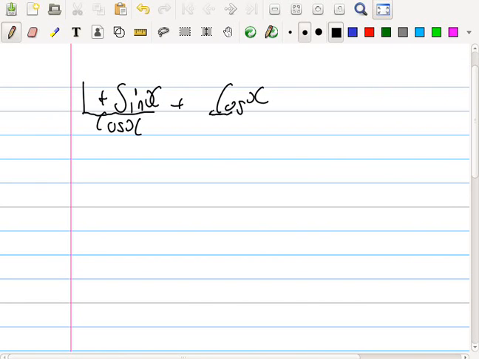It's 1 plus sin x over cos x. And then it's again, but just upside down. Minus 2. Okay.